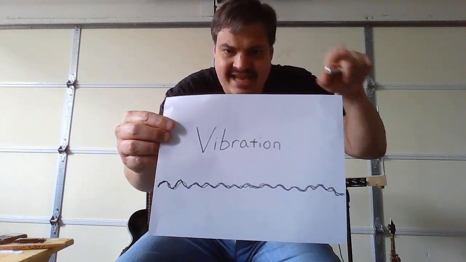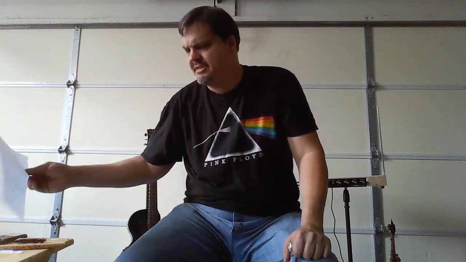Now, to create sound on an instrument, something has to move, and we call that movement vibration. Vibration is a movement of sound. It's like a wave on the ocean, but these are waves you can't see. These are air waves. These are waves that we can feel.